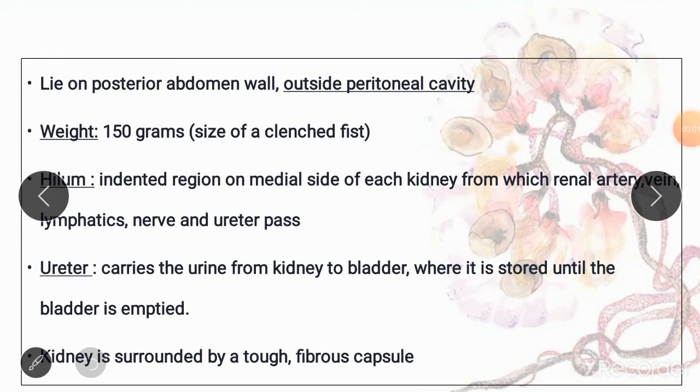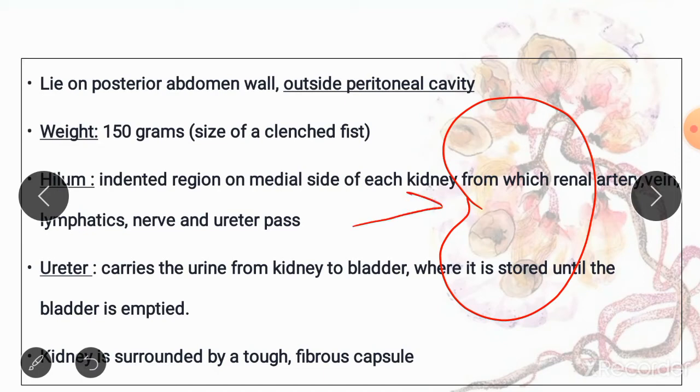The kidneys weigh 150 grams each. They are the size of your clenched fist, and they have a structure like that of a bean, and there is an indentation on the medial edge, and this is known as the hilum. And it is from the hilum where the lymphatics and the ureter and arteries and veins which are entering and exiting the kidney, they pass through the hilum or originate through the hilum.